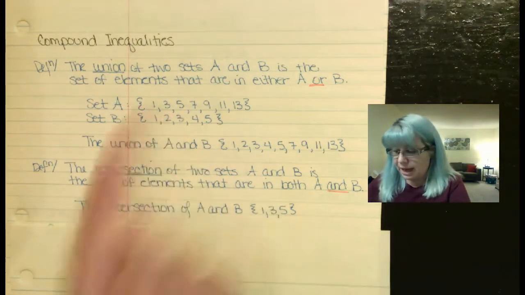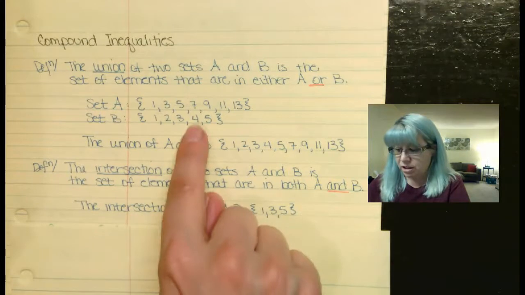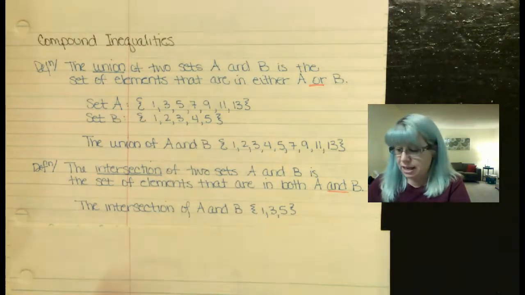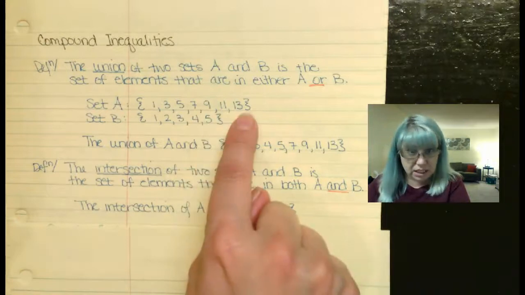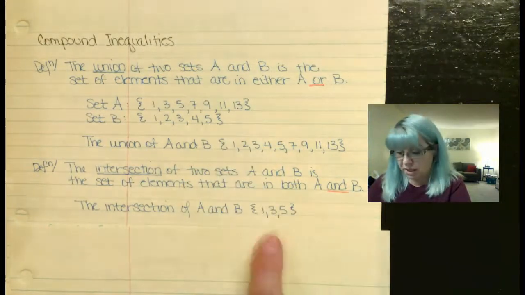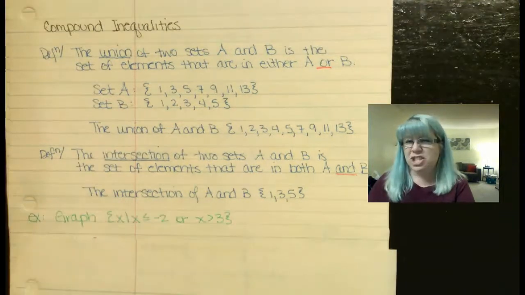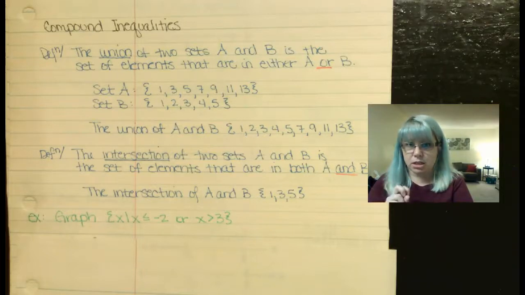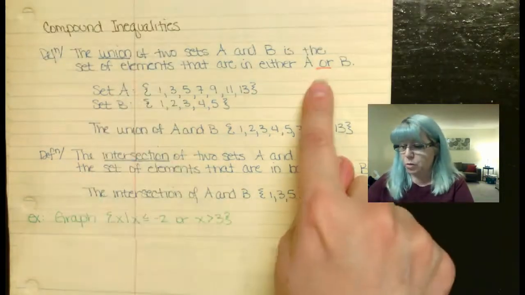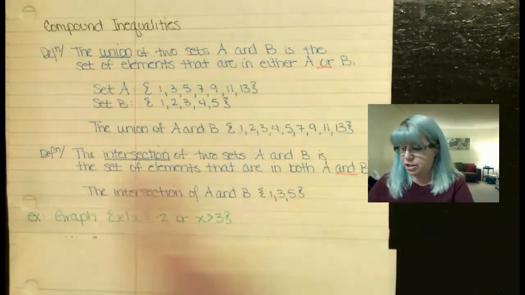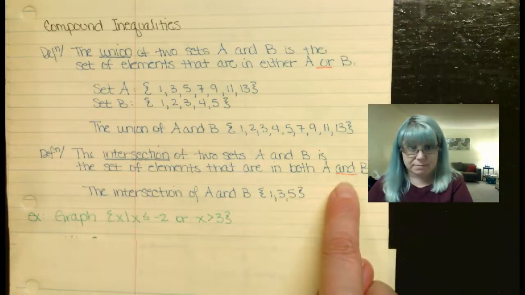2 is not in A, so it won't be in the intersection. 4 is not in A, so that won't be in the intersection. 7, 9, 11, and 13 out of A will not be in the intersection because they're also not in B. Now we should note that there are two very key words here. For union, the word is going to be or, and for intersection, the word will be and.